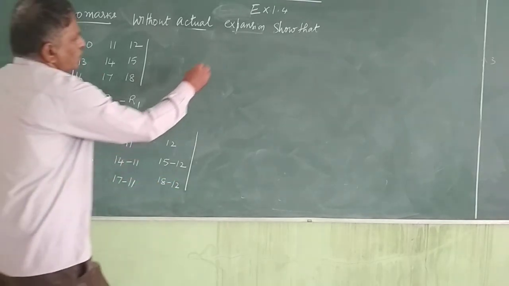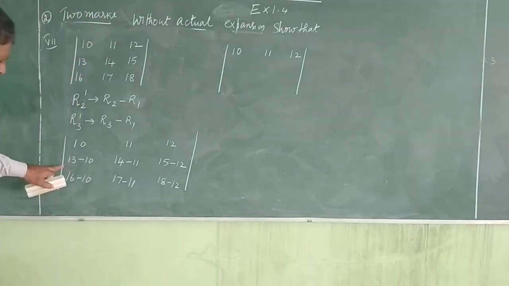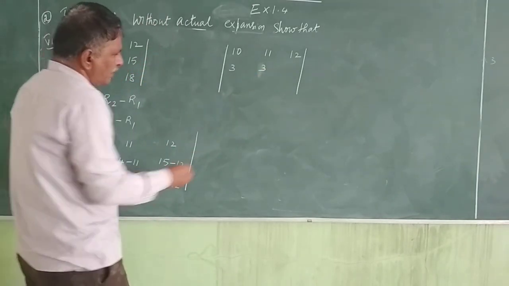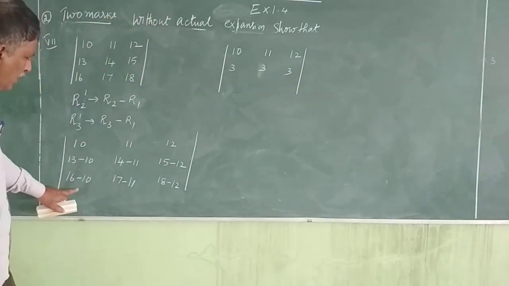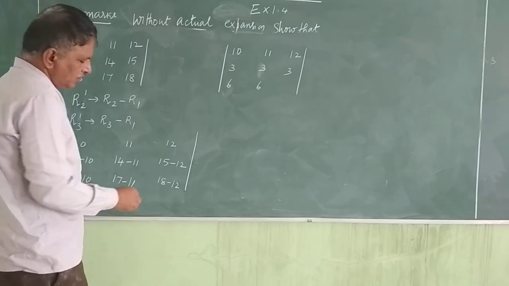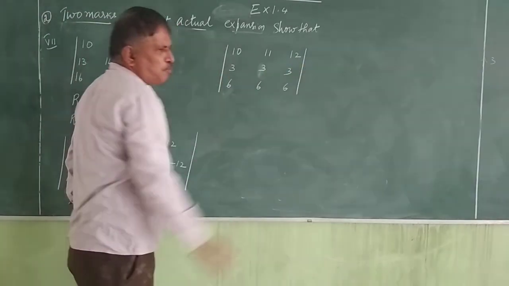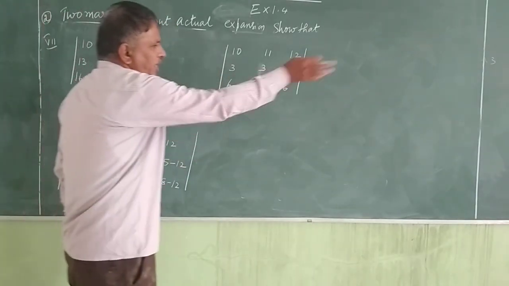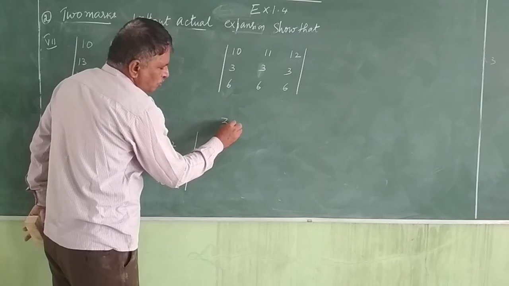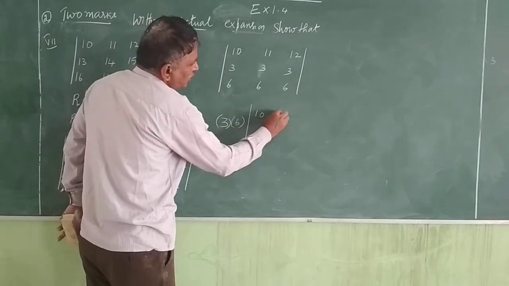So this will become 10, 11, 12. Here 13 minus 10 is 3, 14 minus 11 is 3, 15 minus 12 is 3. Similarly, 16 minus 10 is 6, 17 minus 11 is 6, and again 6. In the first row there is nothing to take common. In the second row I can take 3 common, and in the third row I can take 6 common. So I take 3 common from the second row and 6 common from the third row, with the first row 10, 11, 12.